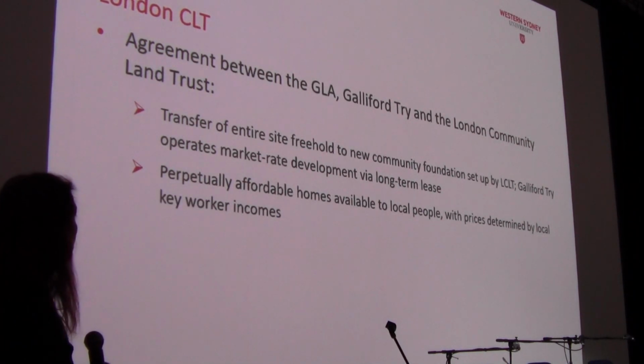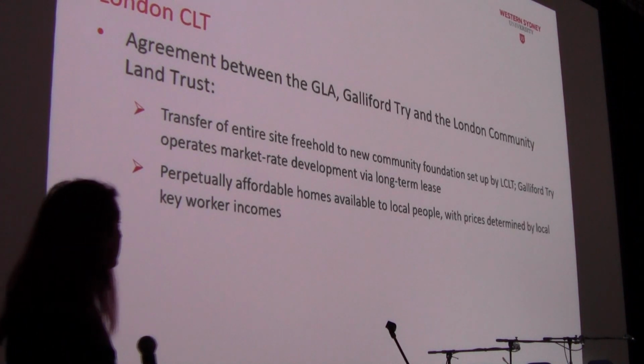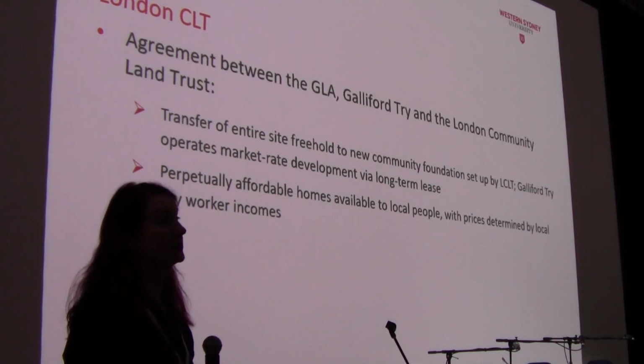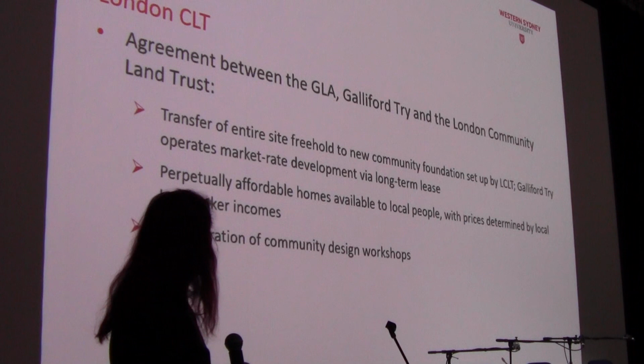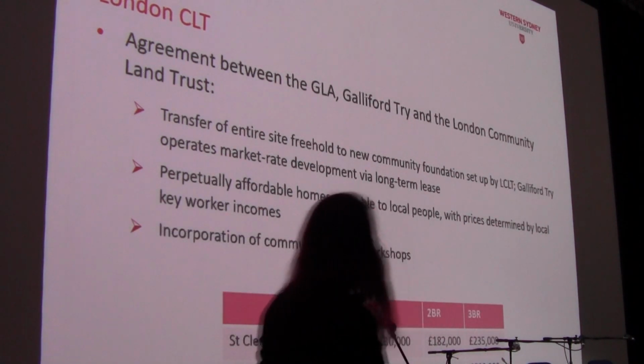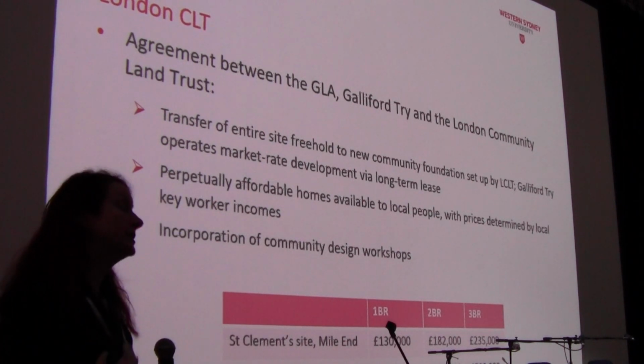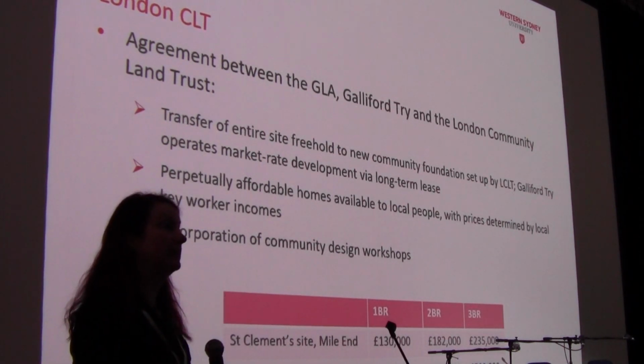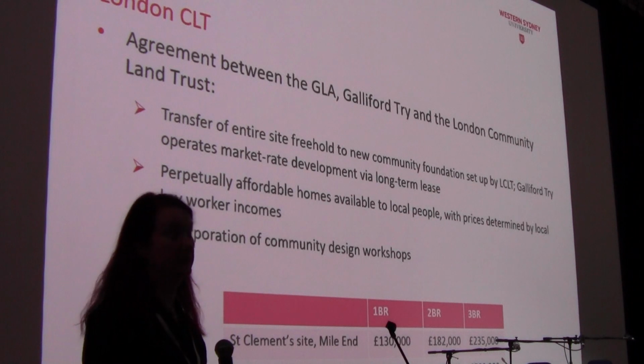They've got permanently affordable homes available to local people with prices determined by key worker income. So they've indexed it to those incomes. And while they were building, they actually ran community design workshops that were then incorporated into the final design of the site.